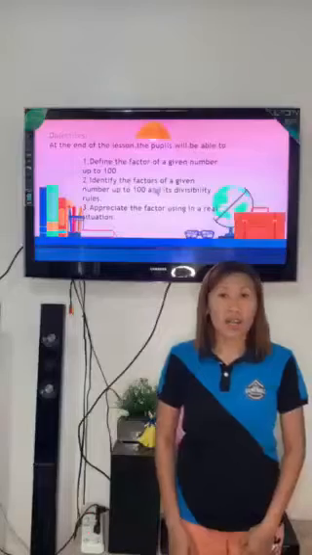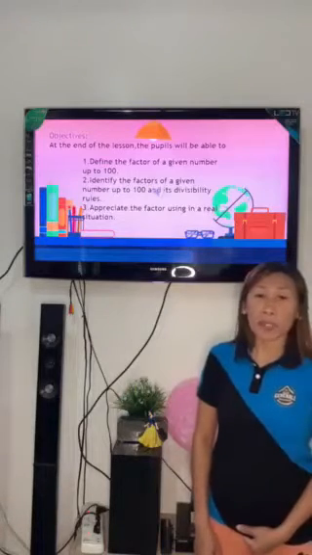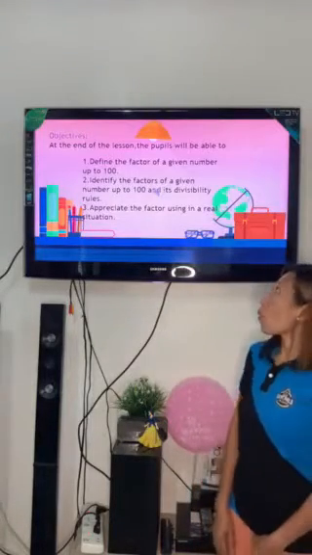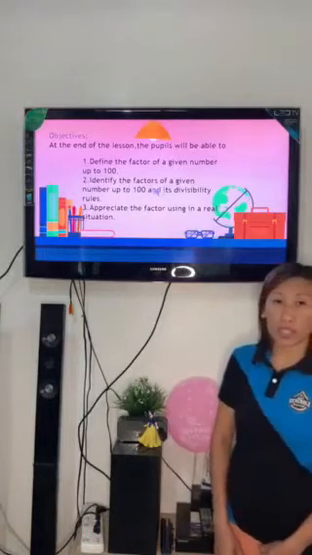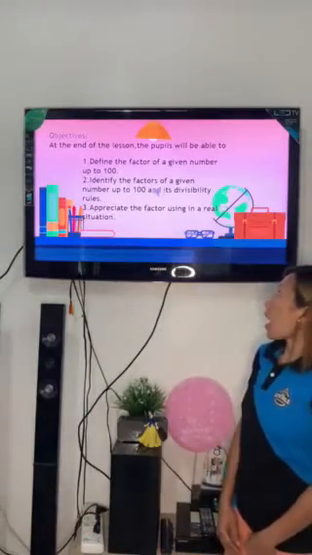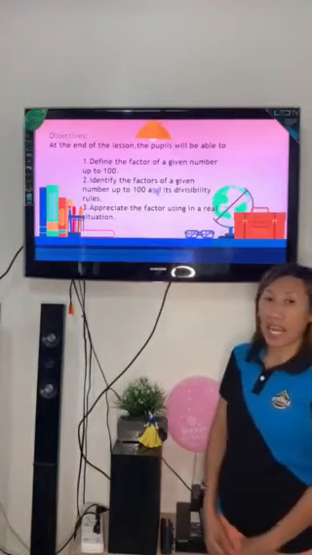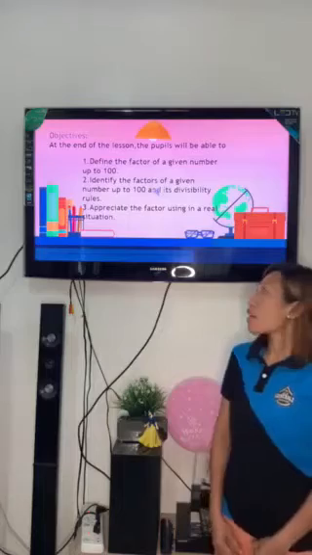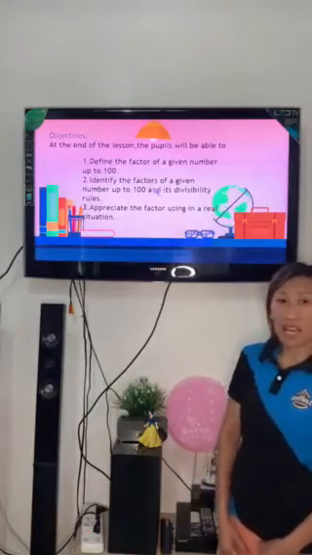Before we start our lesson, let me introduce to you our objectives. Objectives. At the end of the lesson, the pupils will be able to: 1. Find the factors of a given number up to 100. 2. Identify the factors of a given number up to 100 and its divisibility rules. 3. Appreciate the use of factors in real-life situations.